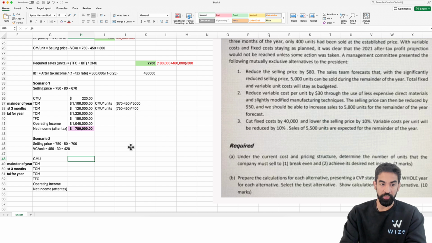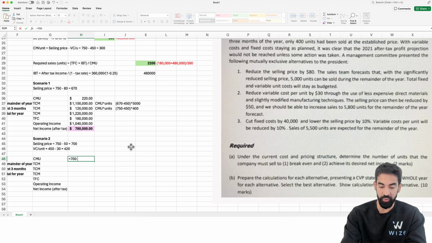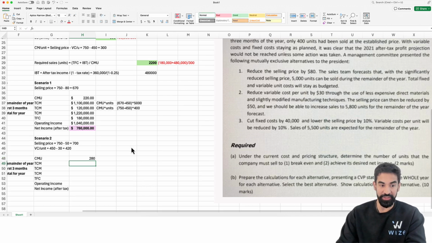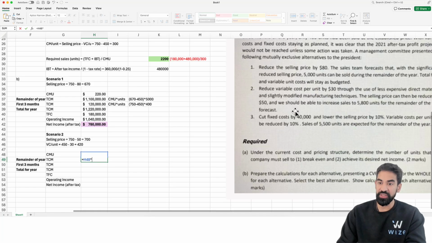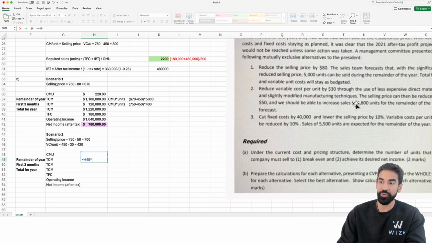What is the contribution margin per unit? Remember, that's the selling price, 700 minus 420, the variable cost per unit. What's the total contribution margin for the remainder of the year? We would take this number, the 280, the contribution margin per unit, and times it by how many units? Now it says it should be able to increase sales to 5,800 units for the remainder of the year. So that means I'm going to times this by 5,800. This is for the remainder of the year.